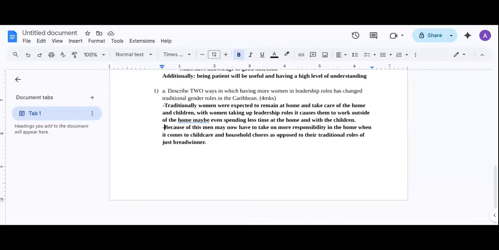So here you would have indicated what the roles were before and now how women working or being in leadership roles would have changed those roles. We look at both from the woman's perspective and also from the men's perspective. Anyone else want to offer an answer there, or are we good there?